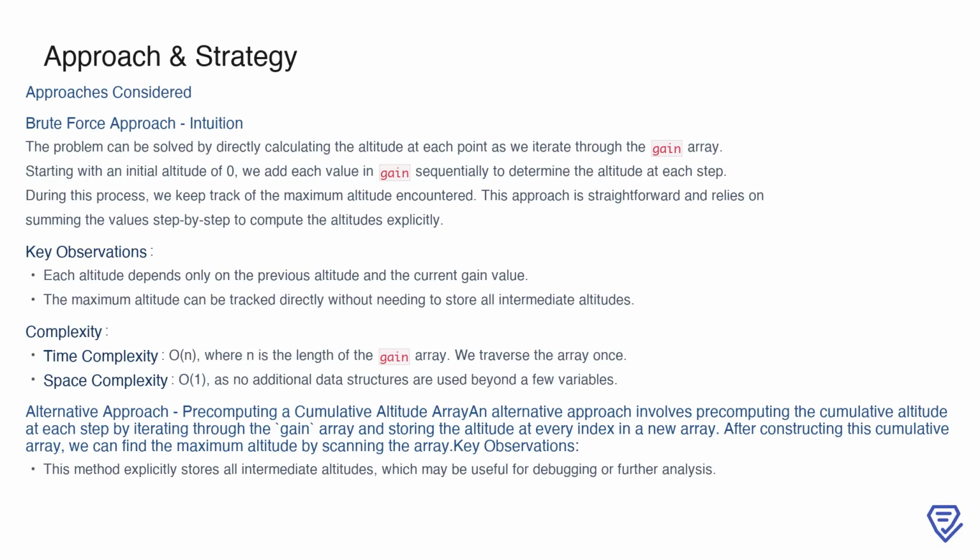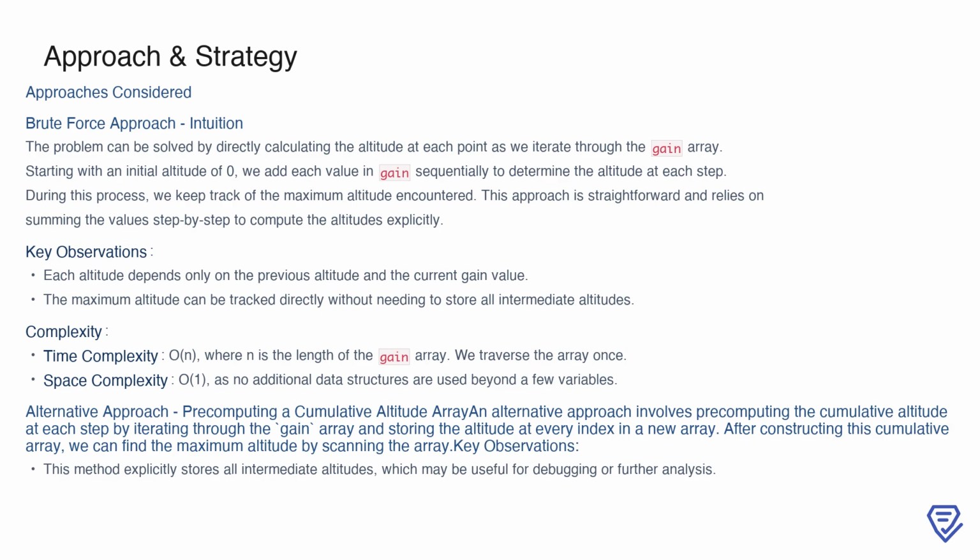To solve the problem of finding the highest altitude, we first consider a straightforward brute force approach. The idea is to start with an initial altitude of 0 and then iterate through the gain array, adding each value to the current altitude step by step. At each step, we check if the current altitude is the highest we've seen so far and keep track of this maximum value. This approach is simple and intuitive because it directly calculates the altitude at each point without needing to store all intermediate results.